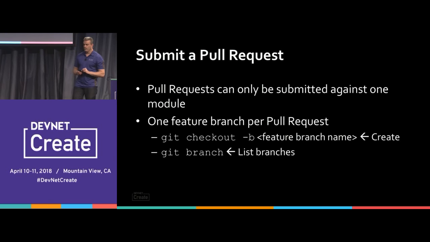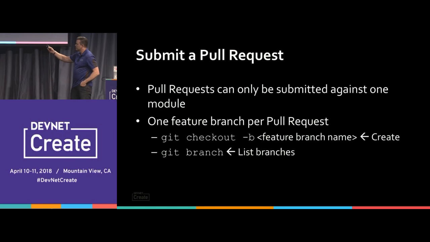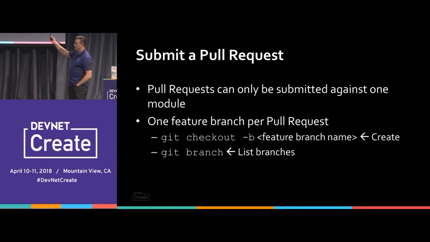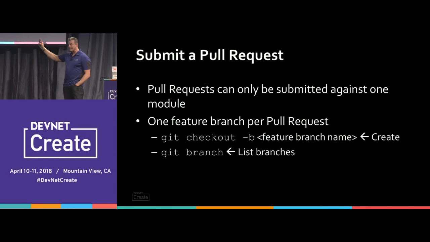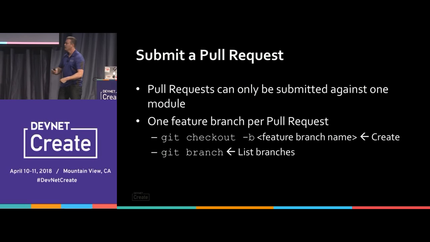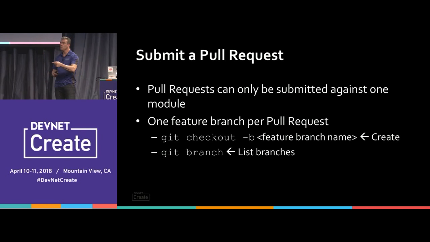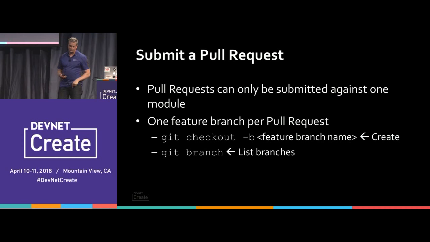One feature branch per pull request, and this is how you create a feature branch: git checkout -b, the name of your feature, that creates the feature branch. And then if you want to see the feature branches, you say git branch, and you're doing that locally. When you say git checkout -b and your feature branch, it will switch you to your feature branch, and git branch will show you that you are on that feature branch.